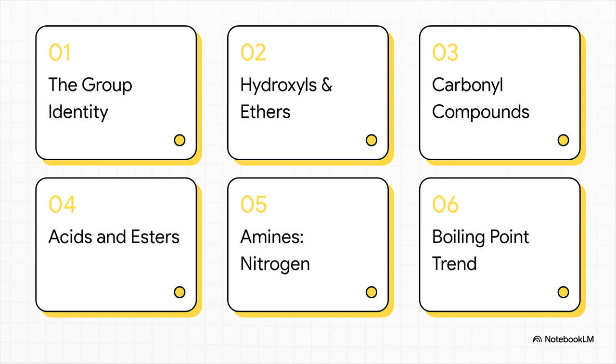We'll be touring through 6 key areas today. First, the functional group identity, followed by hydroxyls and oxygen bridges. Then, the carbonyl compounds, carboxylic acids and esters, amines, where nitrogen enters, and finally, the boiling point trend.